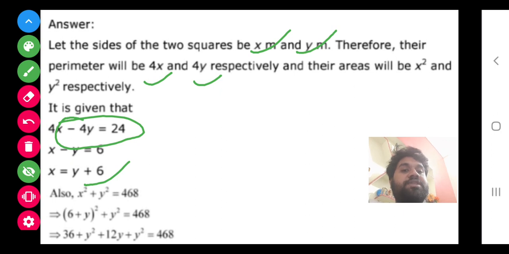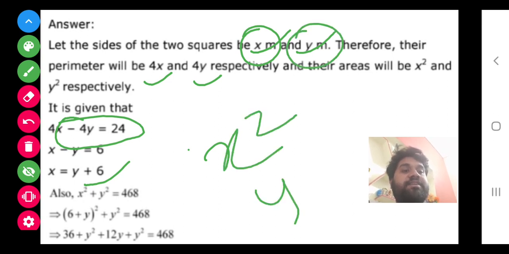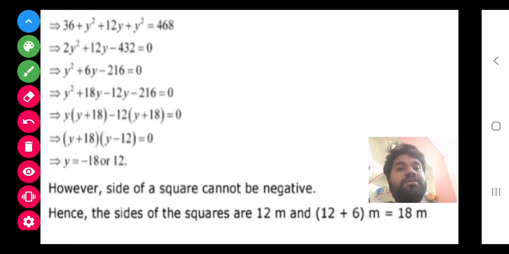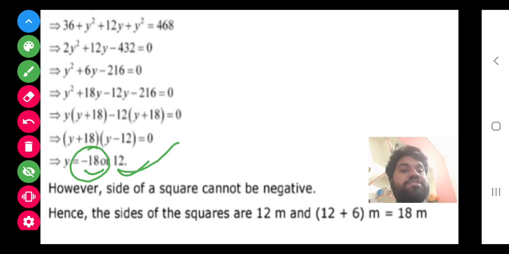After that they have given the sum of their areas. If x is the side, then the area is x square. If y is the side, then the area is y square. So x square plus y square is equal to 468. Now finally we have to simply do the solution, and at last we are getting 18 and 12. Again, a side cannot be negative, so 12 is the answer.